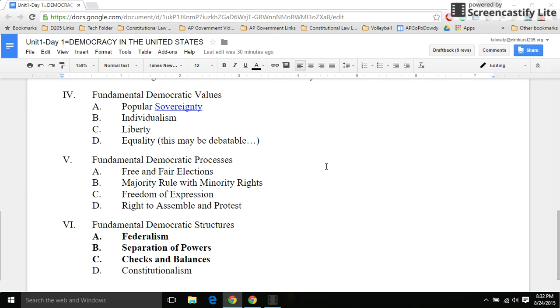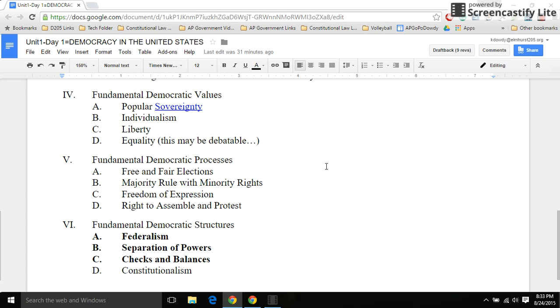Equality, again, I say that's debatable. We have equality of opportunity. Some could argue that we don't. We have equality of having whatever job we want. So there's equality in regards to coming to this country, being born in this country, and being able to be treated equal by the government. Sometimes, again, the courts determine whether or not the government has violated that key value that we have.